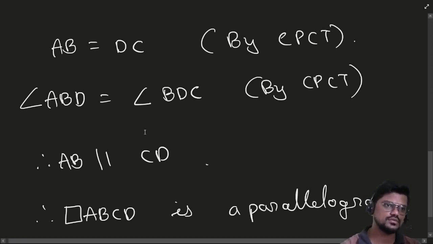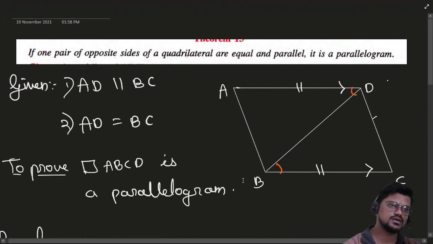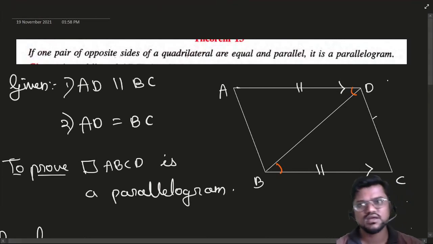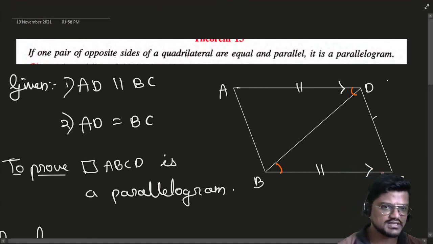Understood? What you have understood over here is that if you have two sides that are equal and also parallel, then we can say it is a parallelogram. You don't need to know whether the other two sides are equal or parallel or not. If these two sides are equal and parallel, we can say that the quadrilateral formed will be a parallelogram only. Understood?